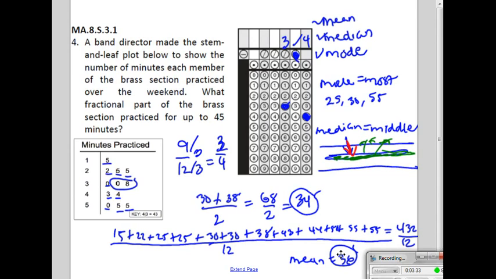And then just for free, the range is also something very easy to find. You're just going to take the maximum and the minimum. So 55 minus 15 would be 40. So our range would be 40. Those are a lot of the statistical data that you should be able to figure out with this set of given information.